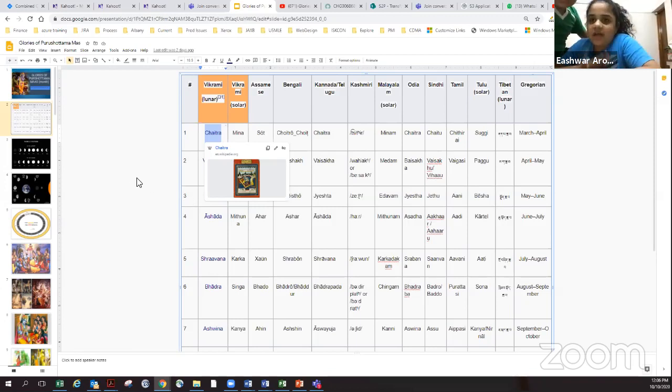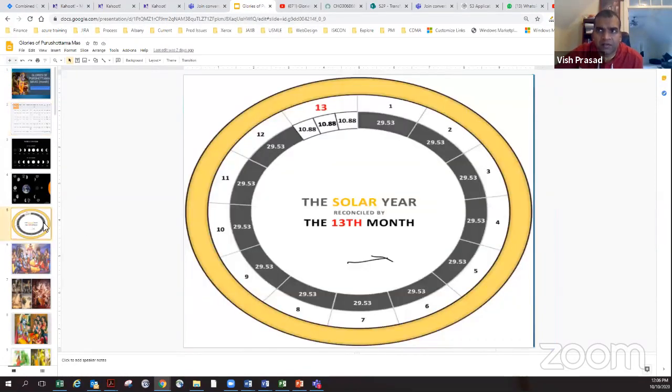Since the moon takes 29.5 days to go from one full moon to another full moon, there is only 29.5 days. And so for 12, if you multiply 29.5 times 12, it'll be 354 days, right? In the solar calendar, the Earth takes how much time to go around the sun? That is 365 and 1/4 days, right?